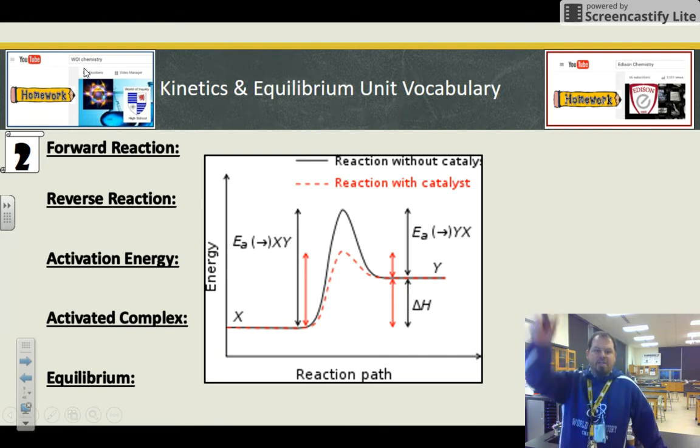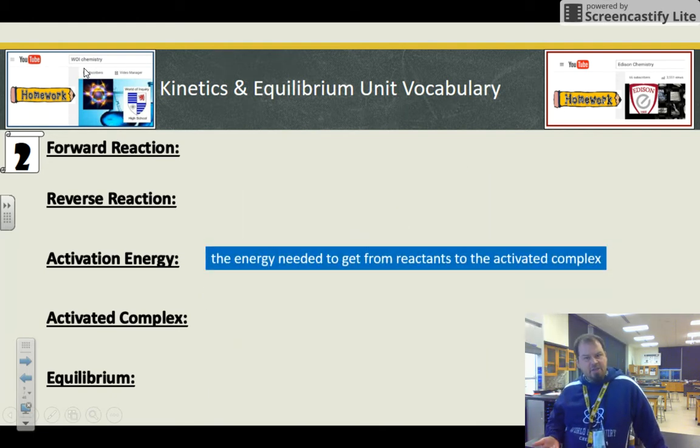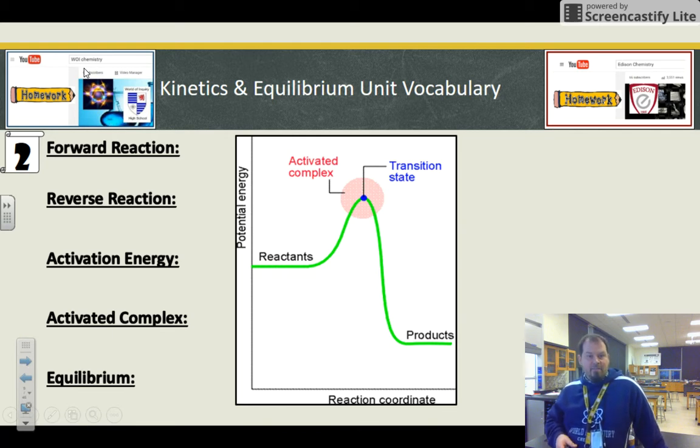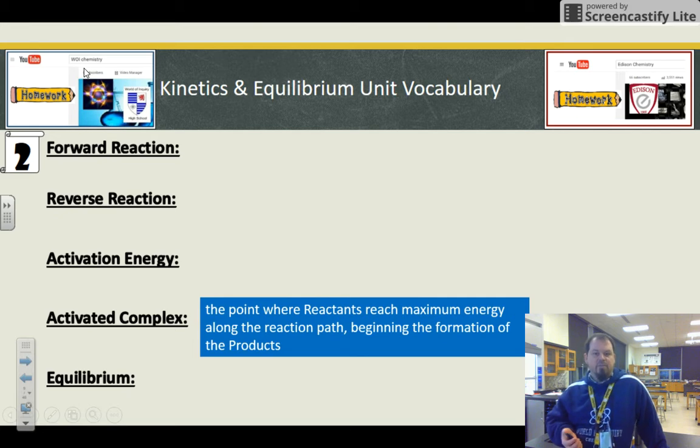Activation energy. How much energy do I need to get up to the top of the hill to get that reaction going? So this is the energy needed to get the reactants to the activated complex. You're going to find that the activated complex is coming up next. That is the point at the top of the hill. Okay, how much energy do I need to get it going? So there's the activated complex. It is a specific point. It is a noun, and it's only that point, and it's at the crest. It's at the top of the hill. That is when the reactants reach maximum energy along the reaction path, beginning the formation of the products. Okay, take a second, write all that down.